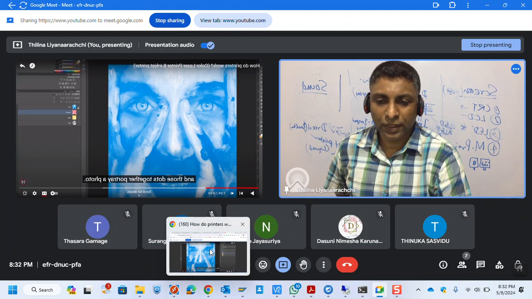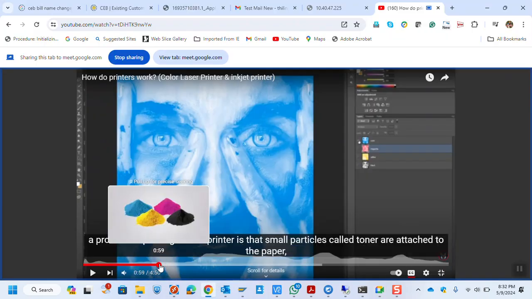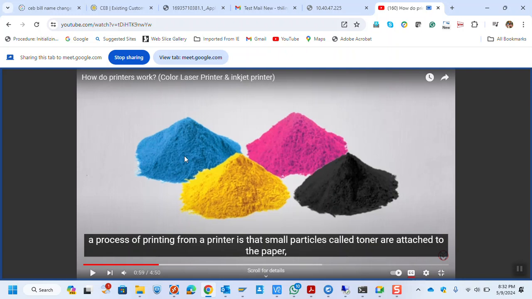Powder form. This is a laser printer, it's talking about the laser printer. See the powders: cyan, magenta, yellow, and black. That's K, right? Key. I also forgot that one. CMYK, right? So that's the combination. The black one, see that these are in powder form.